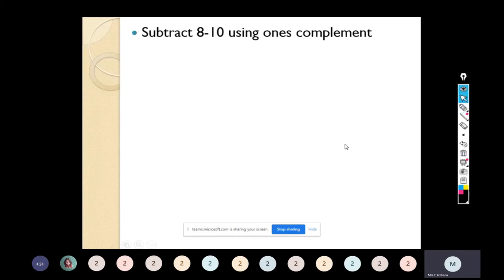Next problem. That's all about 1's complement. The same problem we are going to see in all the complements. Subtract 10 minus 8 using 2's complement.